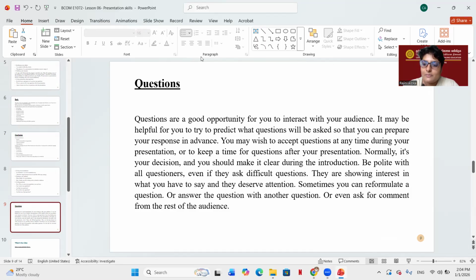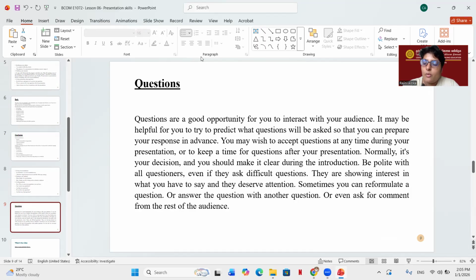You may wish to accept questions at any time during the presentation or to keep the time for questions after the presentation. Normally, it's your decision and you should make it clear during the introduction. Be polite with all questioners, even if they ask difficult questions. They are showing interest in what you have to say and they deserve attention.